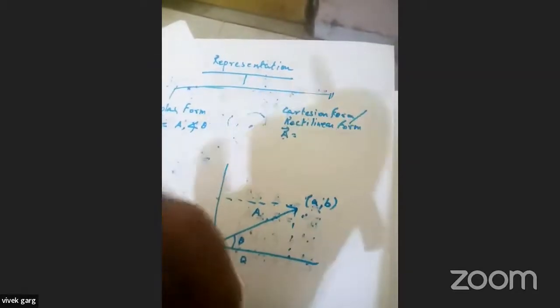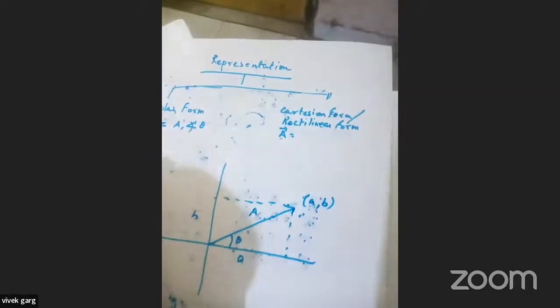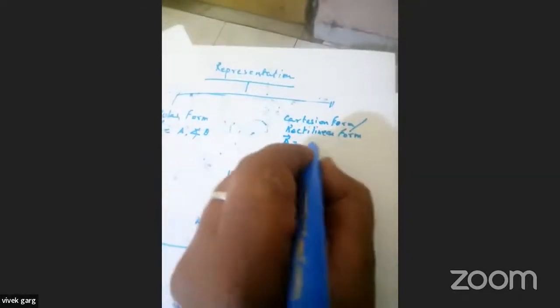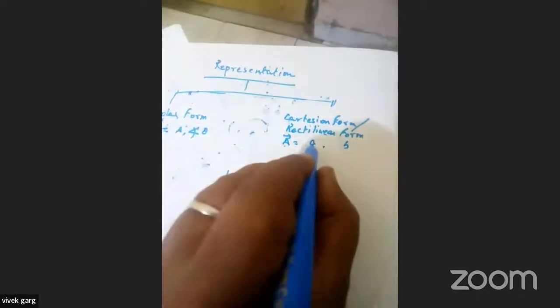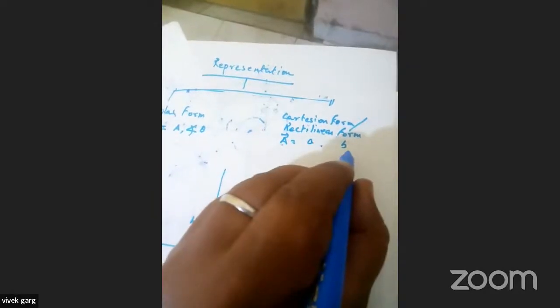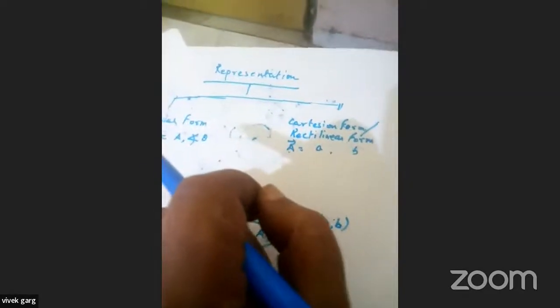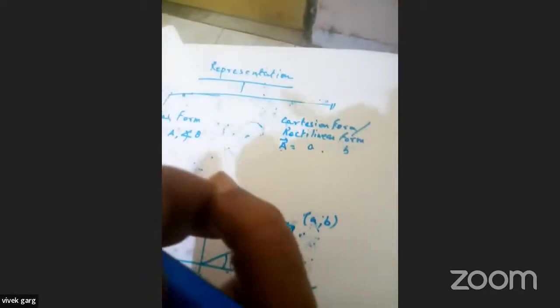I have already used a comma in polar form. So I can't use a comma here. If I say A comma B, the moment I say comma, I have already shown polar, which means A will become magnitude and B will become direction. We cannot do that. We cannot use a comma. So what do we do now? How do I represent this?